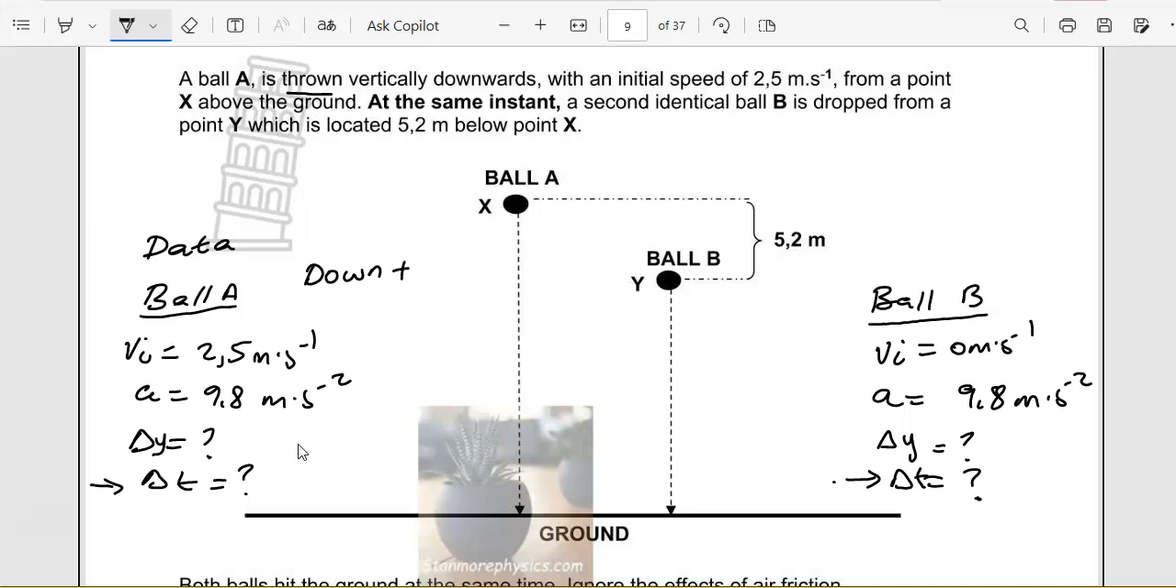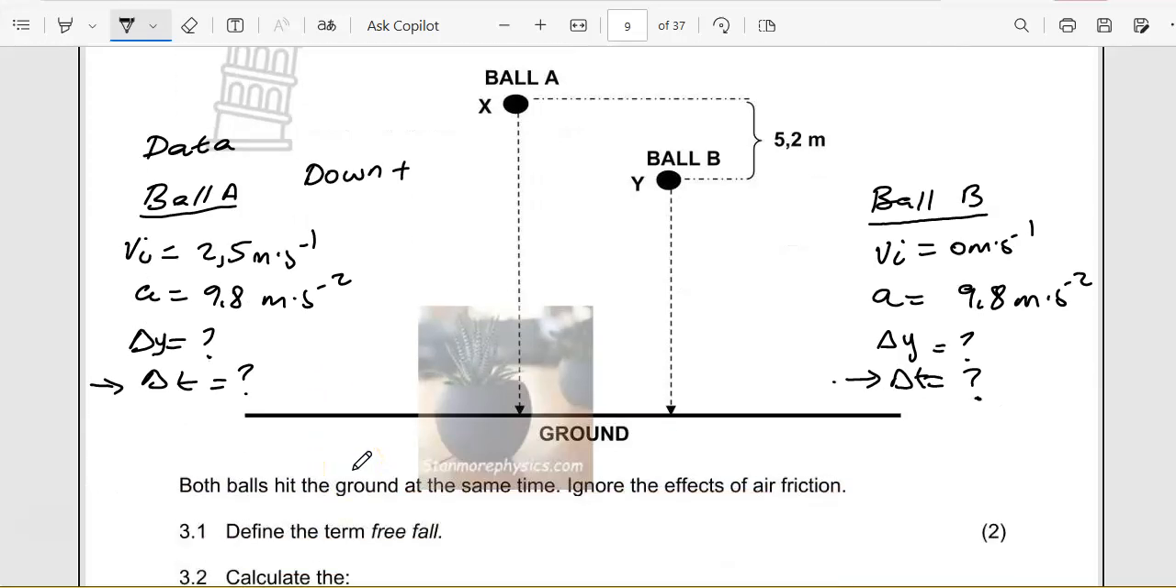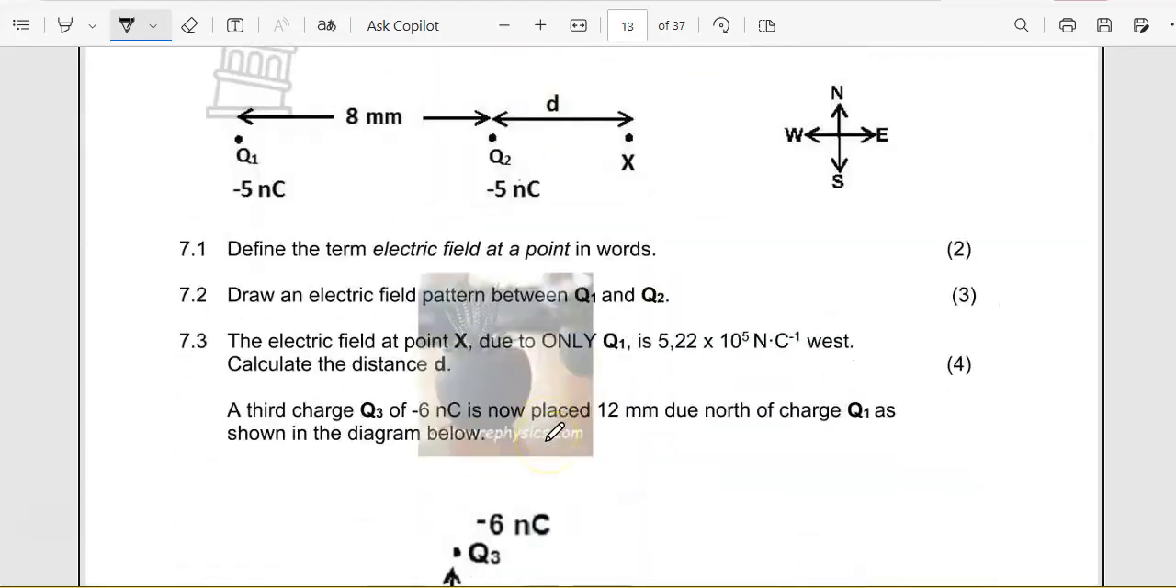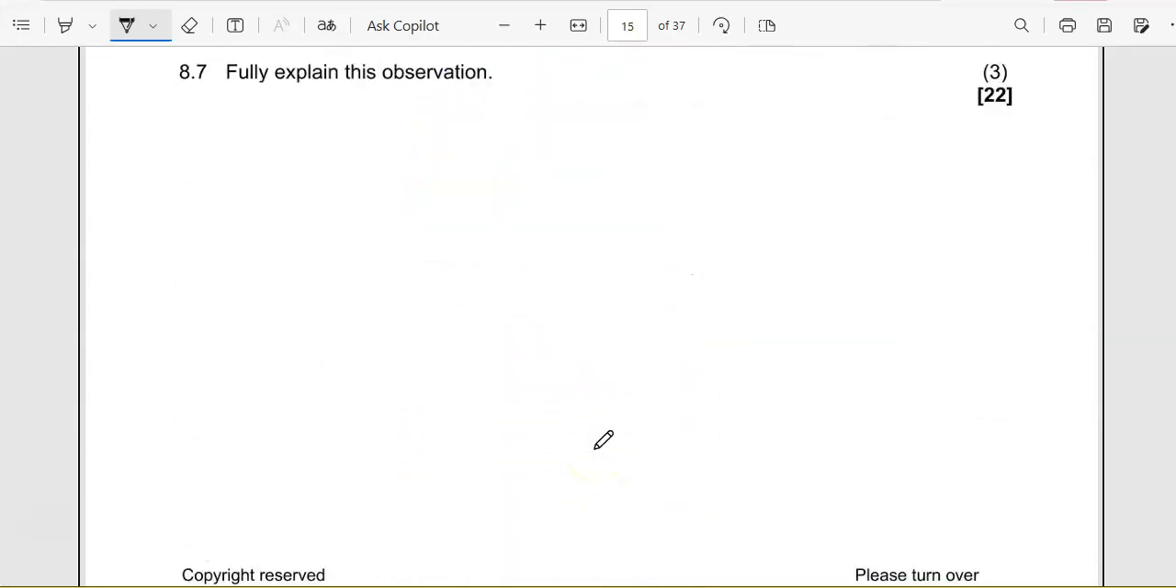Now I'm going to teach you something. From this data, we have two unknown variables and we are looking for delta t. So you know what you're going to do. Let's go to the formula sheet and choose a formula that we can use. Let me move down and see what we have on the formula sheet.